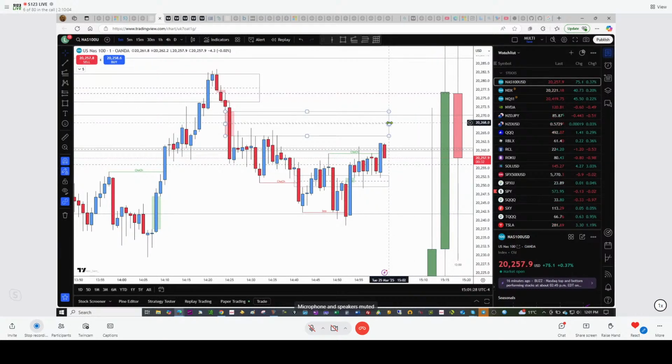Okay, so NAS is going back up a little higher. I'm constantly moving my limit back up just to get the heck out of the thing, because I don't like this action.